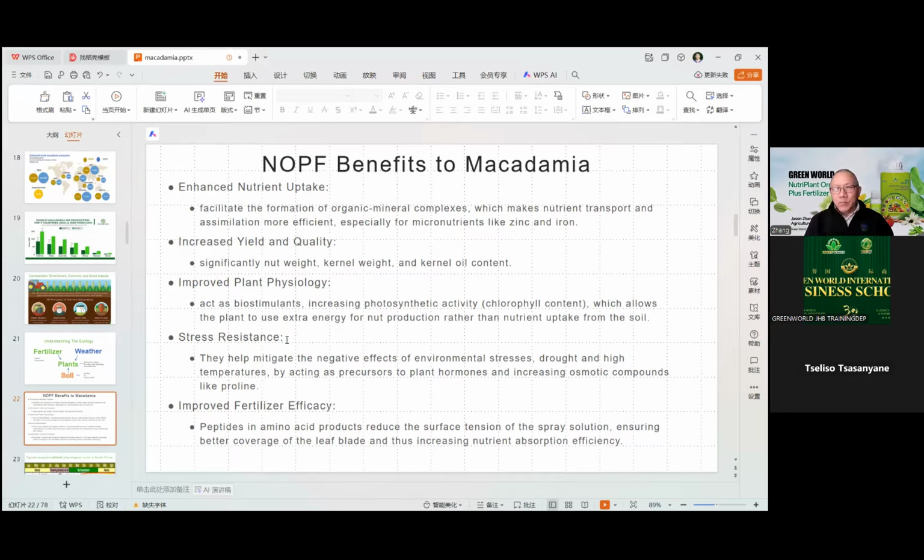And NOPF is the same kind of thing. They make your plants stronger to fight back all these stresses. Even insects or diseases, when they attack, the plant's body is stronger. They can fight them back. You can think of NOPF or the fertilizer like Chinese medicine.